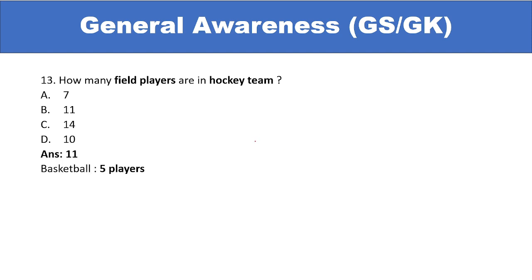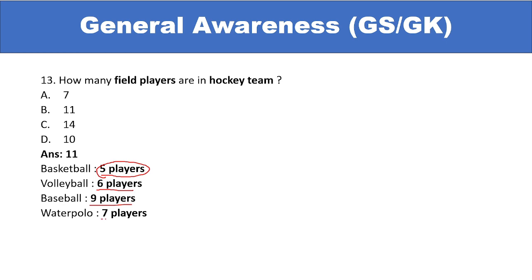Next. Basketball, how many players? 5 players. Volleyball, 6 players. Baseball, 9 players. Water polo, 7 players. Football, 11 players. Handball, 7 players. So how many field players are there in hockey? Hockey 11, cricket 11, football 11, basketball 5, volleyball 6, baseball 9, water polo 7, and handball 7 players.